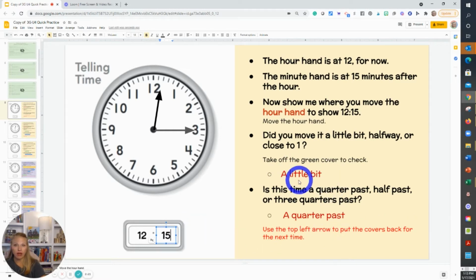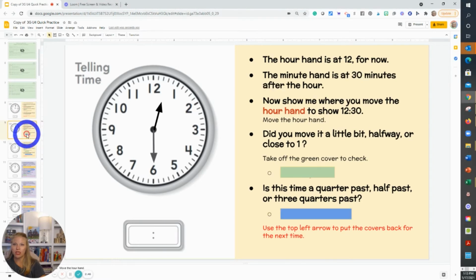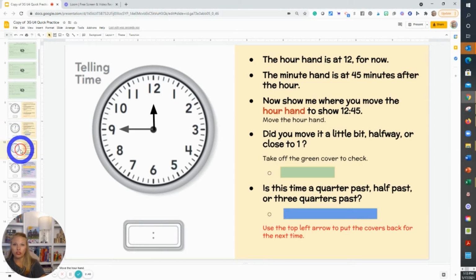Now, normally these have covers on them, and so you would delete the cover with the answer as students get it. You may need to give them a scaffold. If students continue to struggle with the quarter past, half past, etc., you could divide your clock into fourths, and that will visually help students to see that if there's 4 quarters in an hour, we've only gone this first quarter, so it is a quarter past. That scaffold might help those that are still struggling. Then you repeat that, you can see, 2 more times.